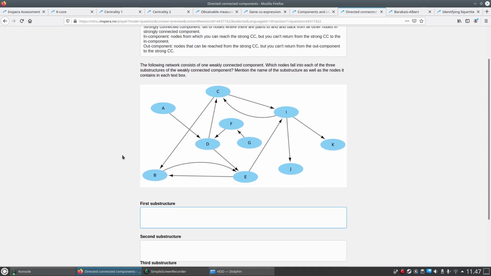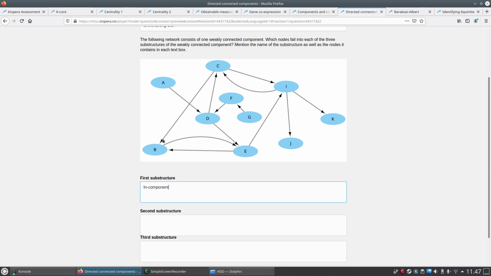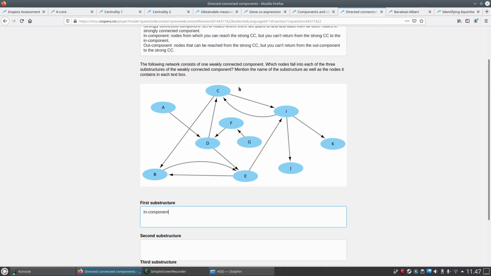And so the first substructure, I'll pick the in component for that. Of course, the order here doesn't matter, as long as you're consistent about which nodes go into which. And so the question here is which nodes are part of the first one-way thing, that once you leave that node, you can never return to it, but you can still continue down the network. Obviously, A only goes out. So A is obviously not going to be in anything but the in component. So we'll say A.